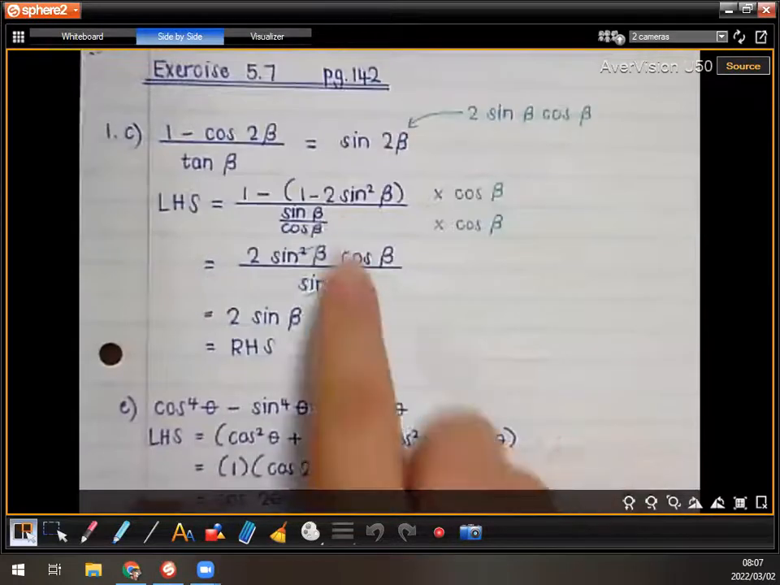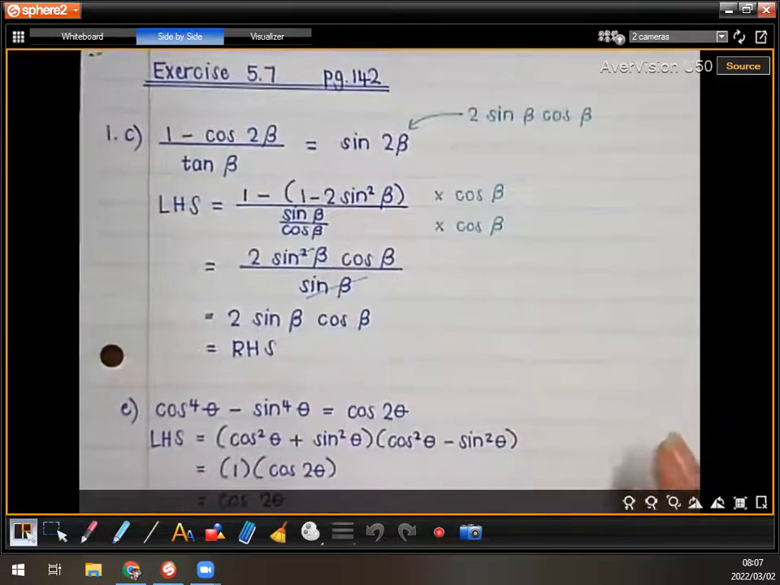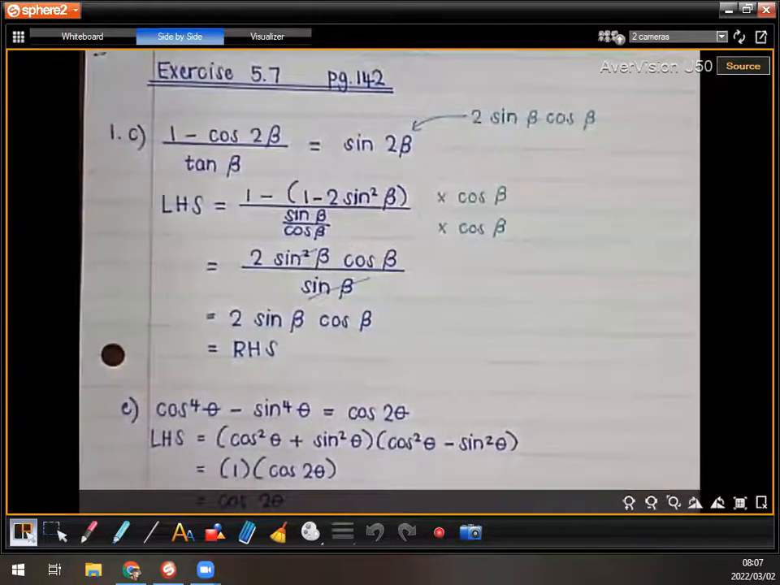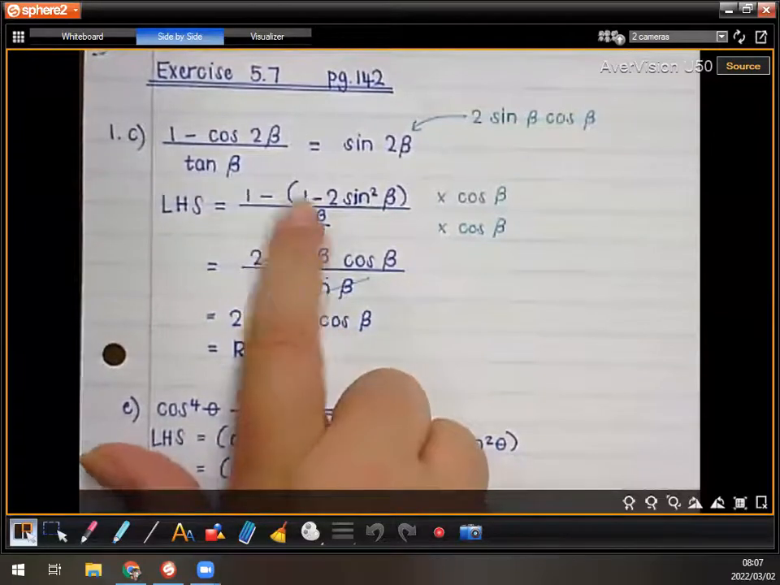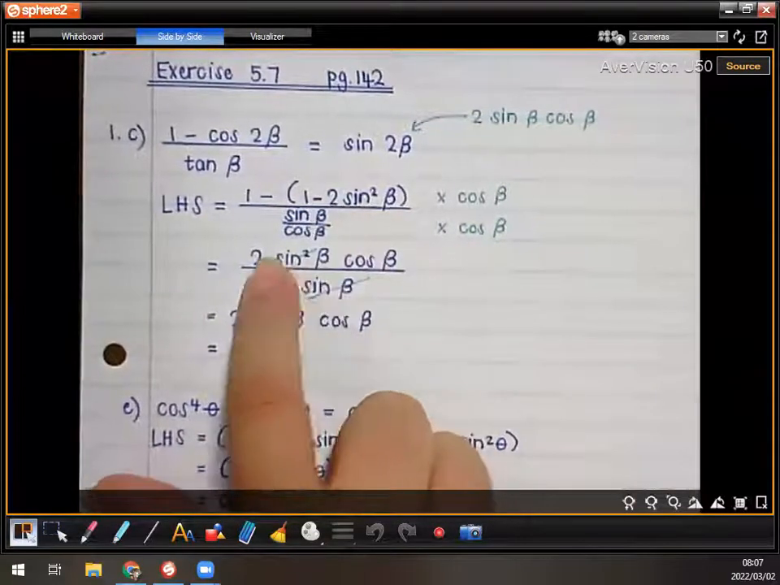I don't know, did anyone use either of the other two? It would have worked out, it maybe would have just been a bit longer. So then if you do 1 minus 1, that's 0, right? So you're actually just left with positive 2 sine squared beta.